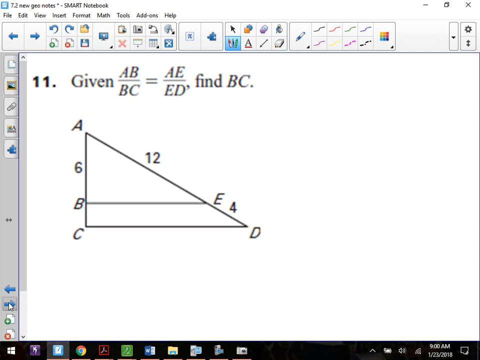So if I go through this, and I know that I have AB over BC equals AE over ED, well, what's AB? BC is, I don't know, so what am I going to put there? I put an X. I could write BC if I want. I can write X. It doesn't matter. I'm just going to put an X because that's my unknown. AE, 12, ED, 4.